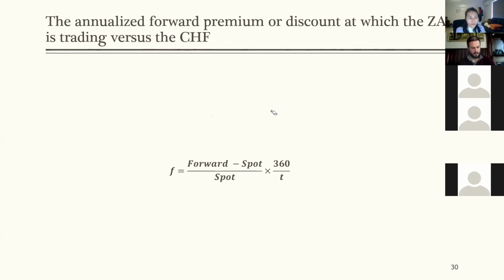Question 3. So compute the annualized forward premium or discount at which the ZAR is trading versus the franc. Okay. So once again, you want to use the Swiss franc over ZAR currency. Okay. So in this case, because we have computed the 30-day forward rate, then let's just compute the forward premium or discount for the 30-day horizon. Okay. So don't worry about the 60-day forward rate.